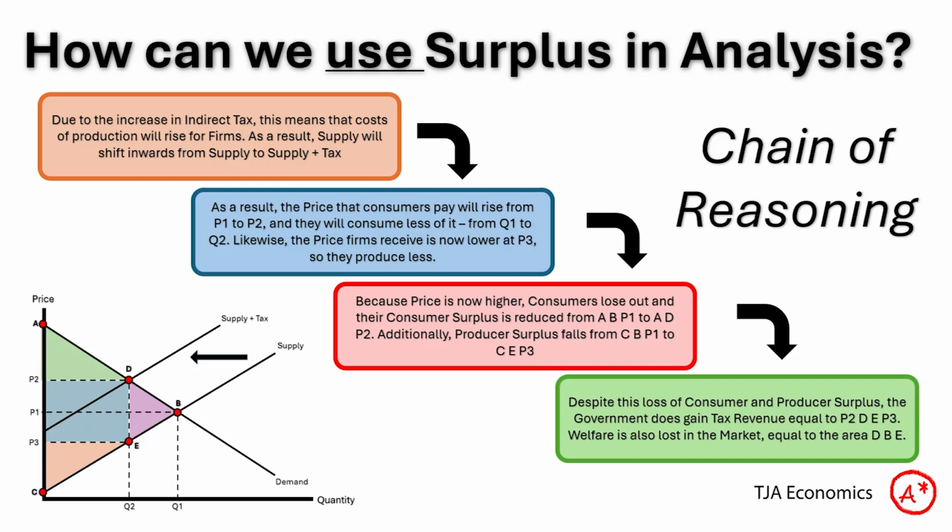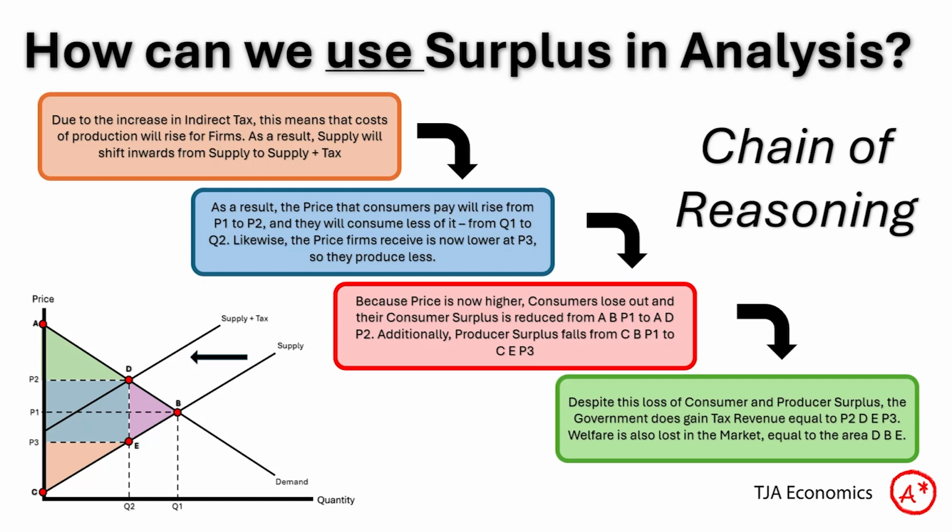How do we know that? Because they have less producer surplus. And the market is worse off because we have created deadweight loss, that purple triangle. So we have three stakeholders that have lost out. However, the government has gained. They've gained the tax revenue P2DEP3. And so they have gained.